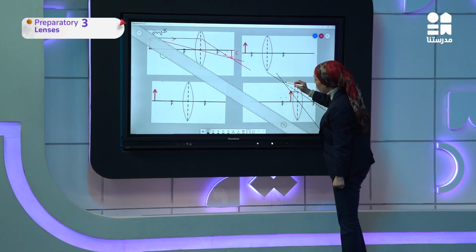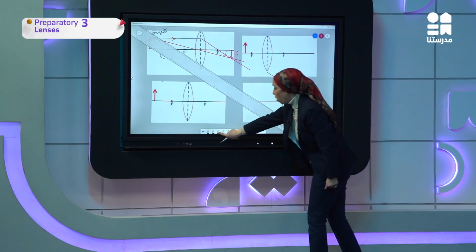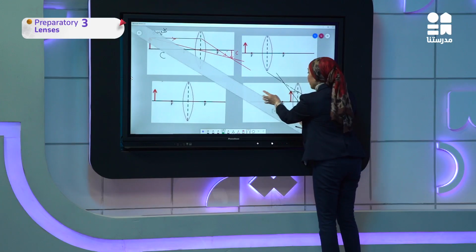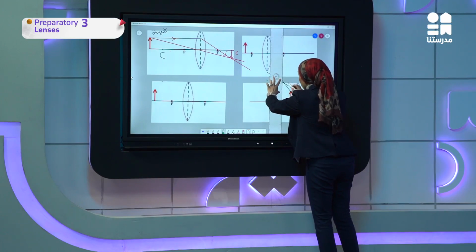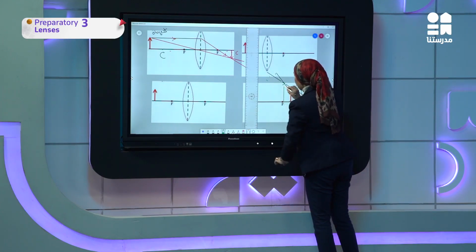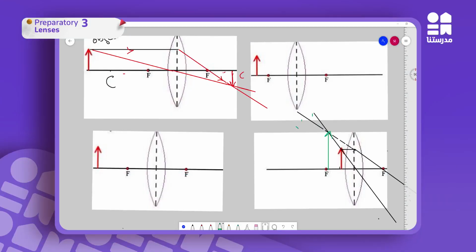Here is the location. What is the location? As I said before, in this case, the image is formed where? Next to the object. The only case where I can see the image next to the object. I can draw it here, this is the image, and it's virtual, as you see here, the image is beside the object and it's upright. And this is the case that I mentioned before.